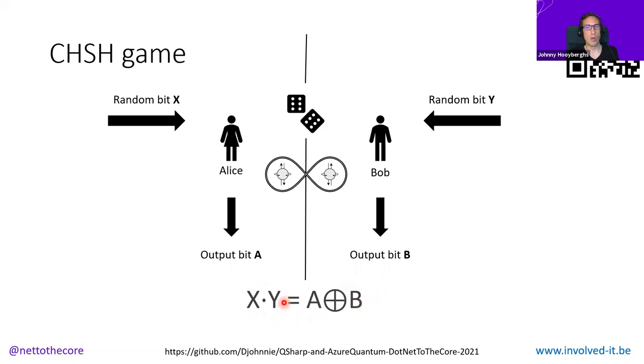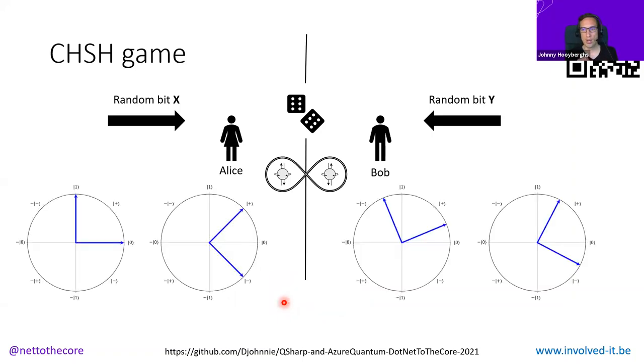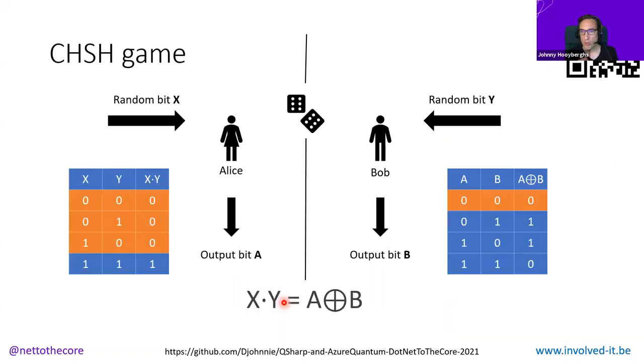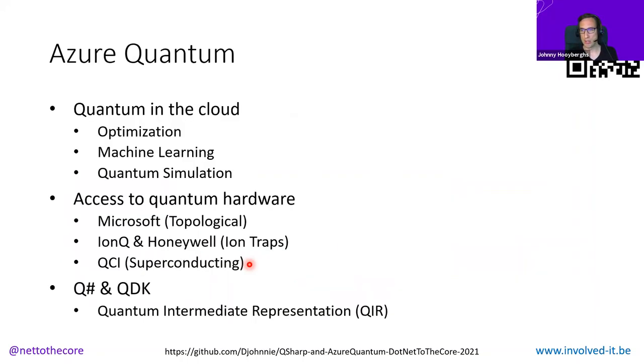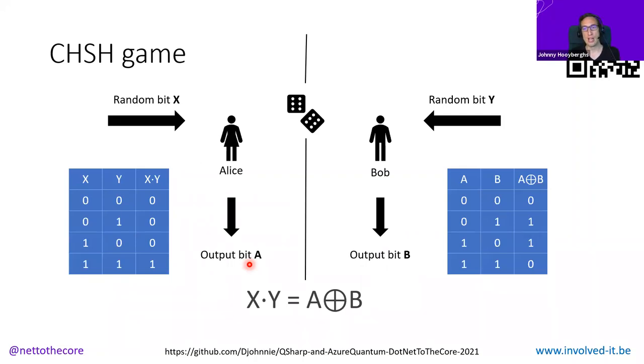And in a classical world where these two people cannot communicate with each other, when you look at this truth table stuff, when both of them, that's not the correct one, sorry. When both of them answer zero or one, they have a 75% chance of winning the game. So the maximum chance of winning the game is 75%, which is already quite a high number, but it's 75% nonetheless.